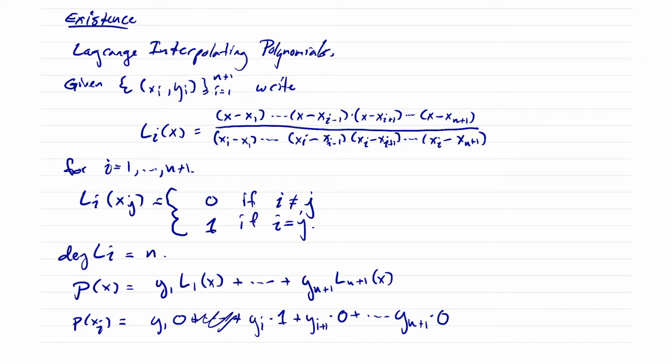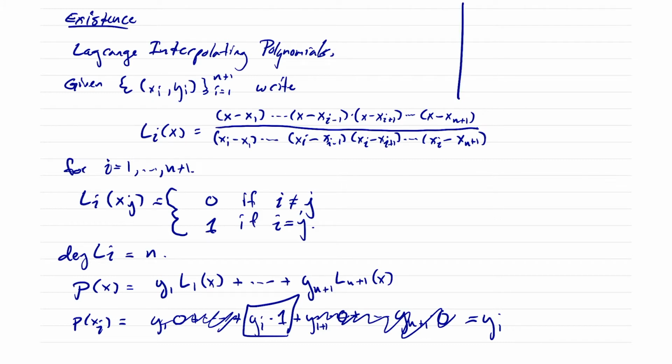And so basically everything else dies away, and all you're left with is yi times 1, and so this is just going to give me yi. And so we see that this is a polynomial that interpolates this set of points. Okay, what does that look like?